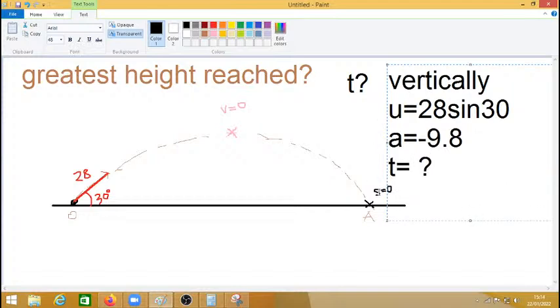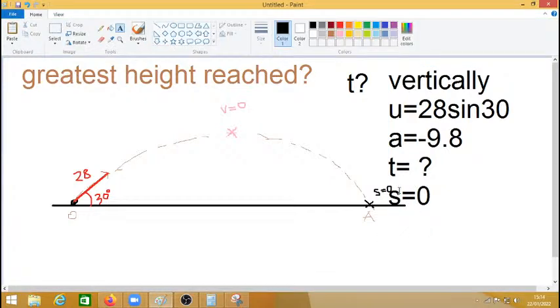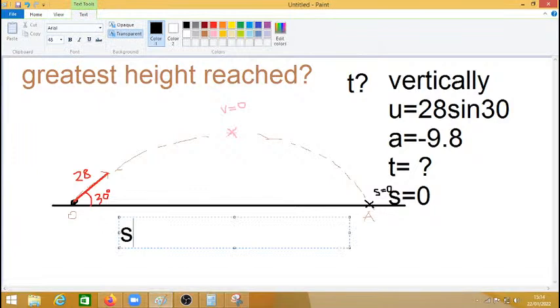The S is known, so by the time it comes back down to here, the initial velocity is 28 sine 30, meaning the velocity at the beginning. The acceleration is always going to be minus 9.8. Gravity affects it at any point. And then the vertical distance at this point is equal to 0. So let's see if we can put that into a formula. S equals ut plus half at squared.